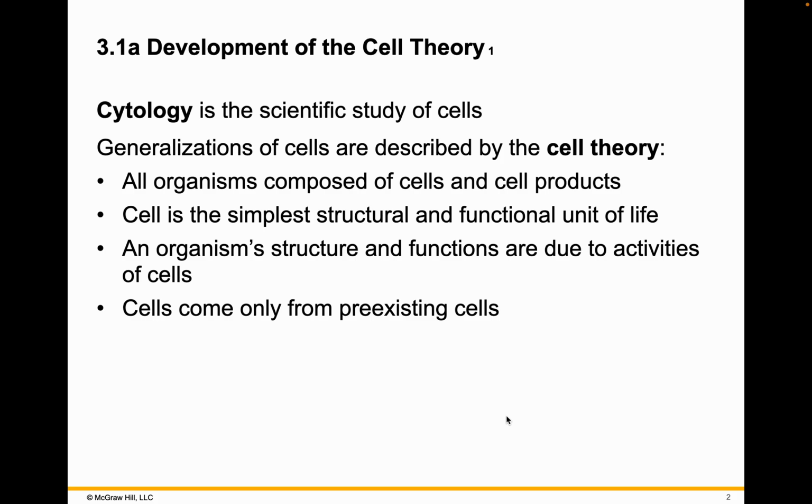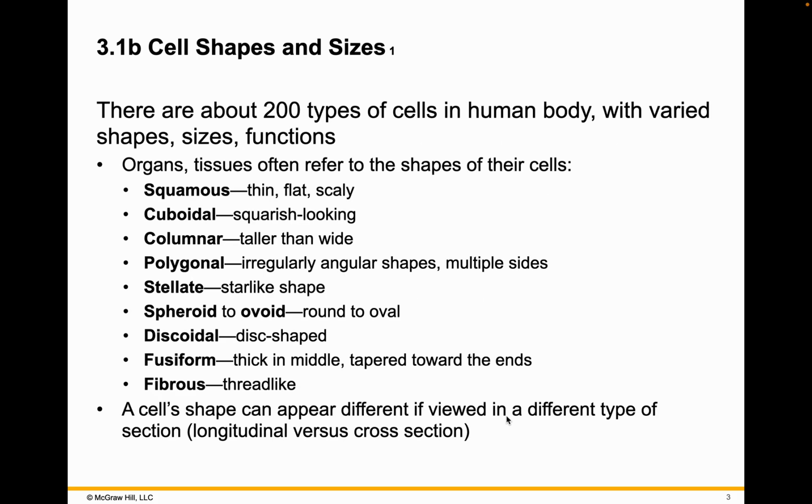The study of cells is known as cytology, and one of the most important things that has developed for biology over the last 200 or 300 years is the cell theory. The cell theory states that all organisms are composed of cells and cell products, that the cell is the simplest structural and functional unit of life, that an organism's structures and functions are all due to the activities of cells, and that cells come only from previously existing cells.